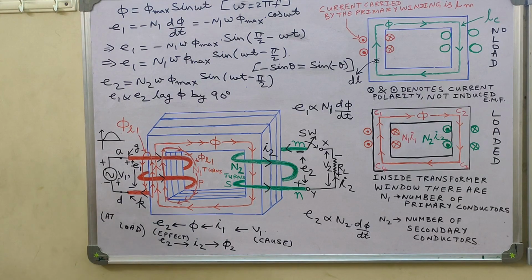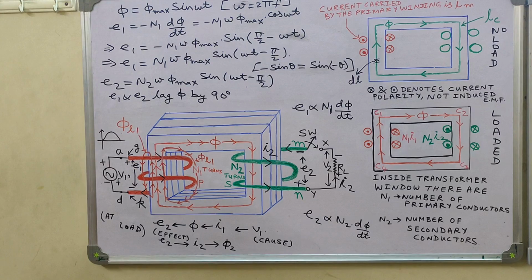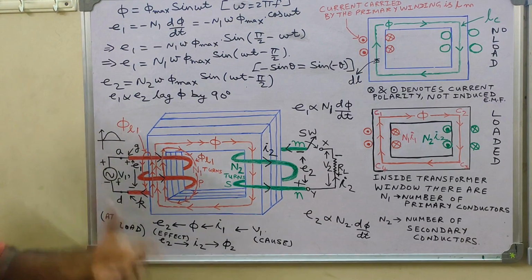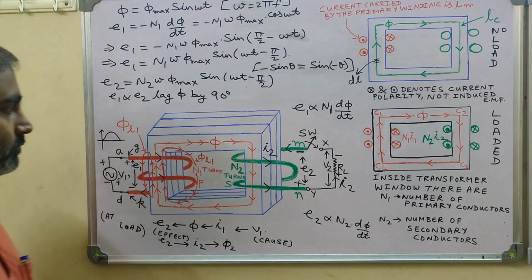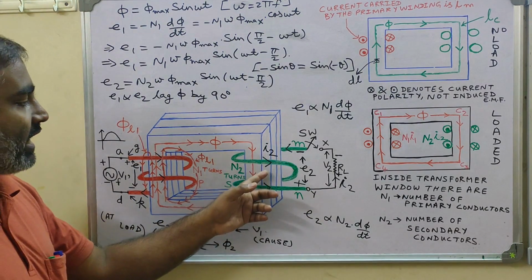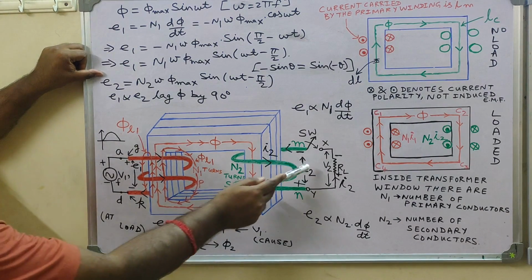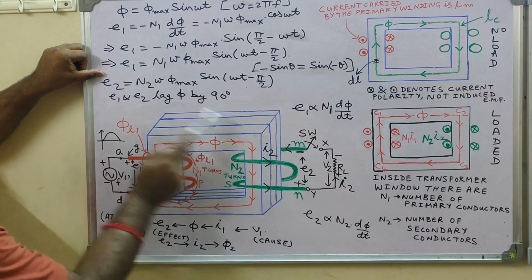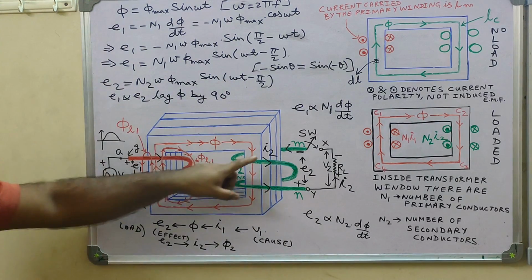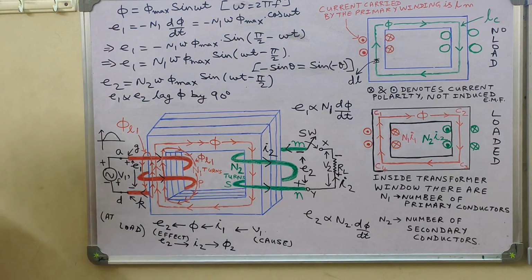Now what was the whole idea for deriving these two equations? Basically we want to stress that the nature of the current I2 should be sinusoidal. Why? Because you see, the nature of the induced EMF E2 in the secondary coil is sinusoidal, so I2 will also be sinusoidal. So that's what we wanted to prove here.